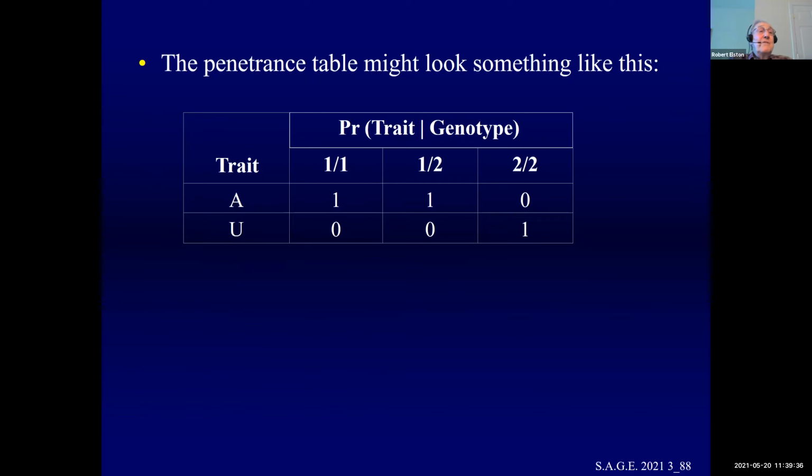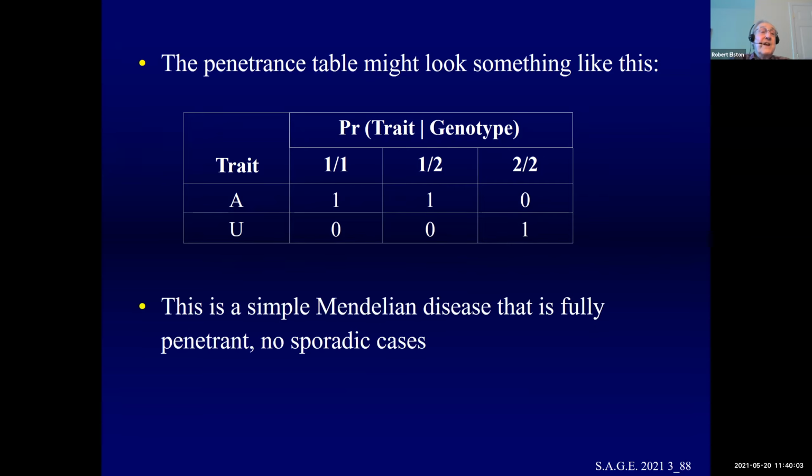A and U are phenotypes, and it's saying if you are affected, the probability of being affected, given these 3 genotypes, is 1 for 1,1, 1 for 1,2, and 0 for 2,2, and the probability of being unaffected is 1 for 2,2, and 0 otherwise. This is simple Mendelian recessive, fully penetrant, no sporadics. This is the simplest possibility.